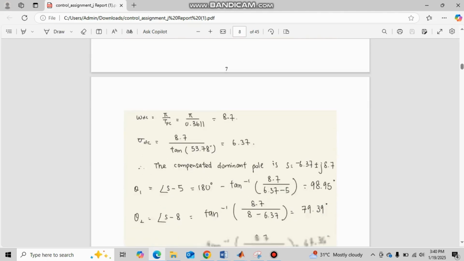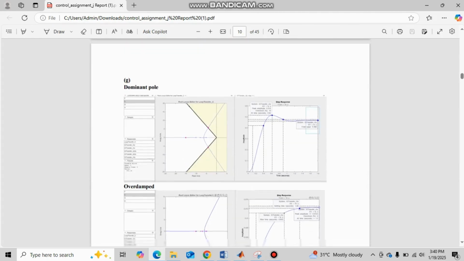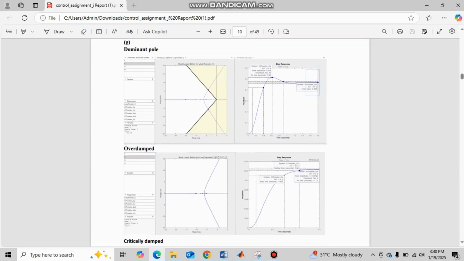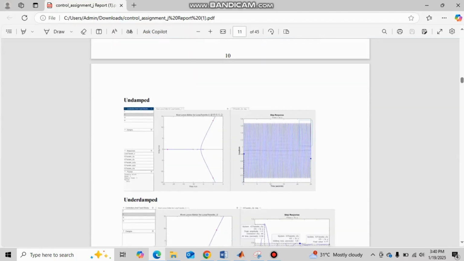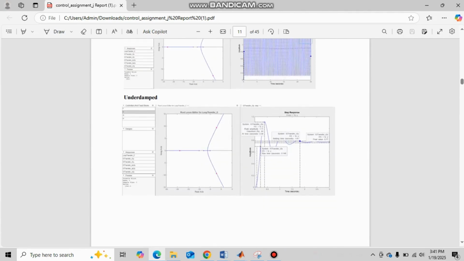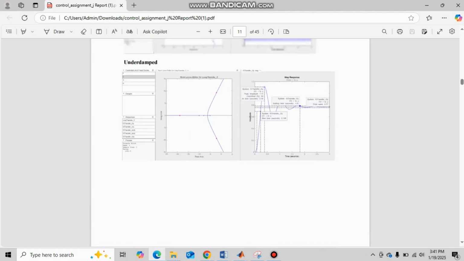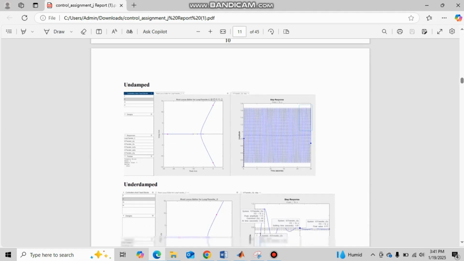Okay, so this is what it is, and then let's go to the root locus and the step response. This is our dominant pole, and this is our overdamped, and this is our critically damped, and this is our undamped. The output response for the undamped case is very noisy, and this is our underdamped. The undamped case is unstable.